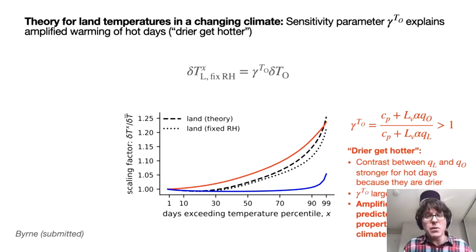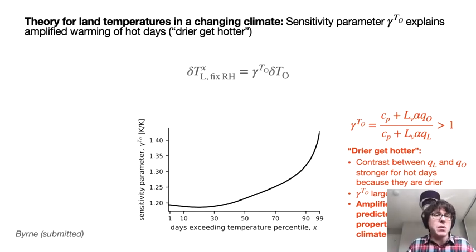So the contrast in specific humidity over land, QL, and over ocean, QO, is stronger for hot days because those days are drier. And this leads to amplified warming of those hot days relative to the average day. And this is a prediction based on properties of the current climate. So if you know this gamma parameter, you can predict this amplified warming relative to the mean temperature and relative to the ocean without running a climate model. And we can plot out this sensitivity parameter, and what we see is that for higher temperature percentiles, this sensitivity parameter is increasingly large because Q over land for those hot days is increasingly small. So this is essentially the drier get hotter mechanism.